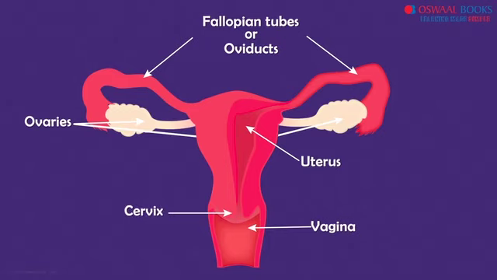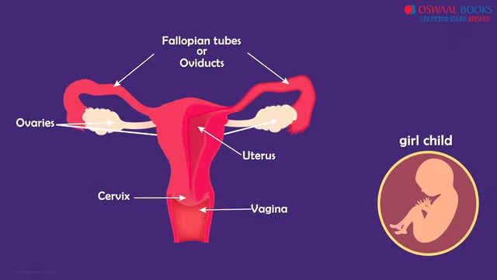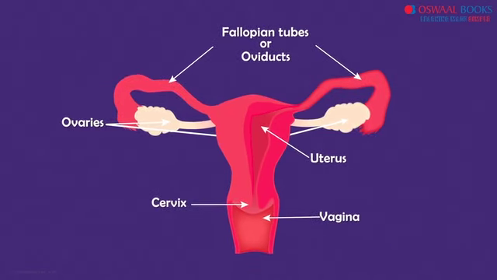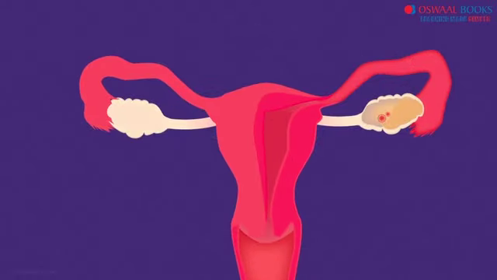Let us now understand the functioning of this organ. When a girl child is born, she carries within herself thousands of tiny immature eggs. As this child attains puberty and the reproductive system is completely matured, the eggs begin to mature. What do I mean by matured? These will now be female germ cells which will be capable of fertilization.